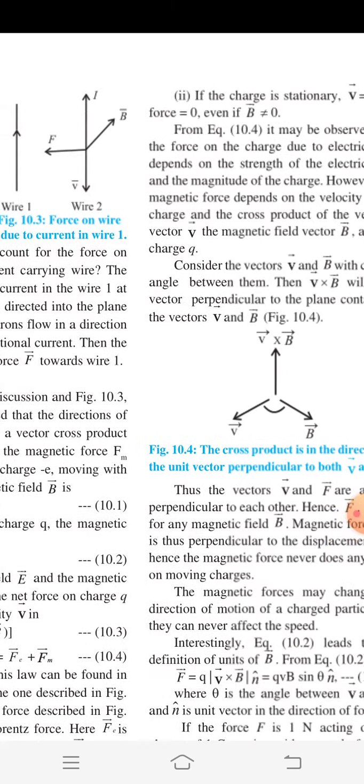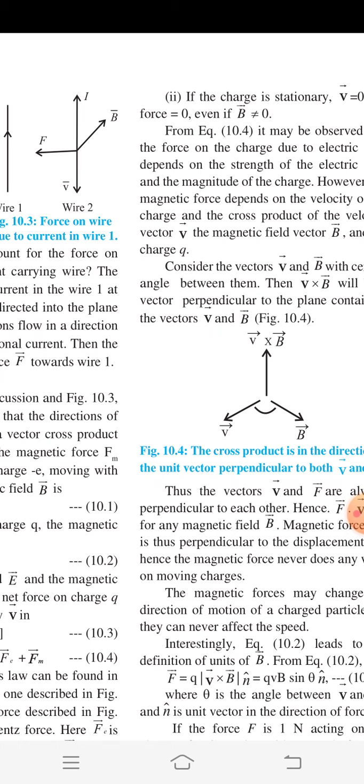The second consequence is, if the charge is stationary, means V is equal to 0, then the Lorentz force is equal to 0 even if B is not equal to 0. That means when the charge is stationary, that is, the velocity of that electron is 0, at that time the Lorentz force will be equal to 0 even if the magnetic field is not equal to 0. Even if the magnetic field is not 0 and the velocity of that charged particle, that is the electron, is 0, then the Lorentz force is 0. That is the second consequence of the Lorentz force law.